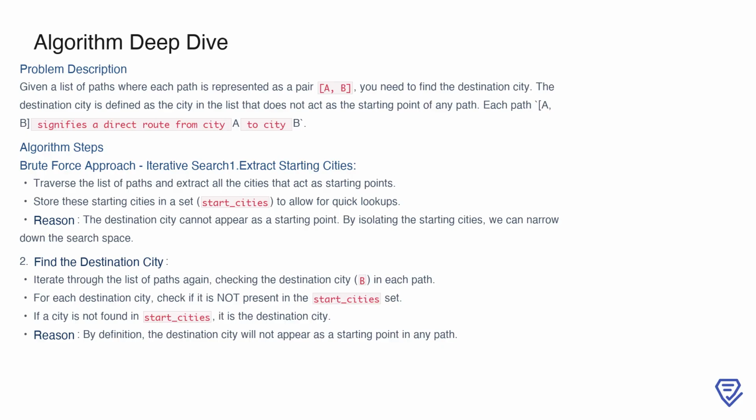First, we extract all the starting cities by traversing the list of paths and adding each starting city to a set called start_cities. This is because the destination city cannot appear as a starting city, so isolating the starting cities will help us narrow down the search space. Next, we look at the destination city in each path and check whether it is absent from the start_cities set. If it is not found in the set, then that city is the destination city. This approach leverages the problem definition to systematically identify the target city efficiently.